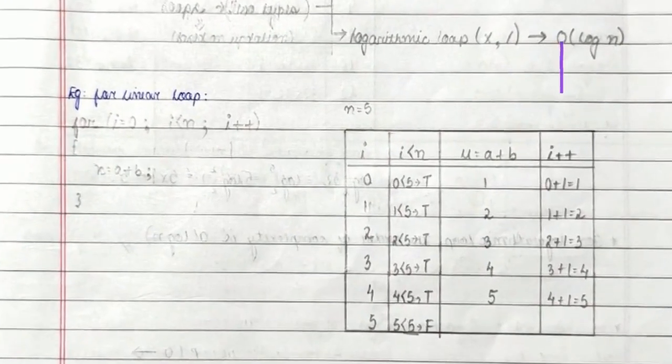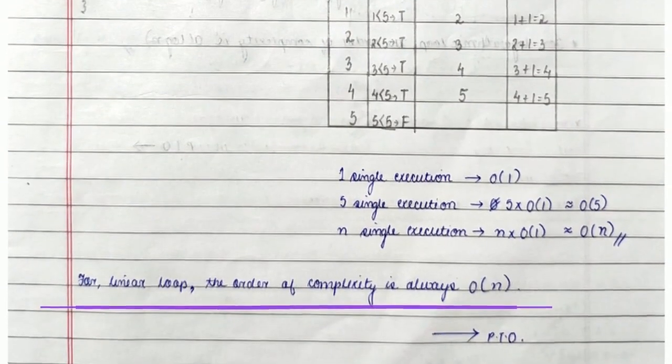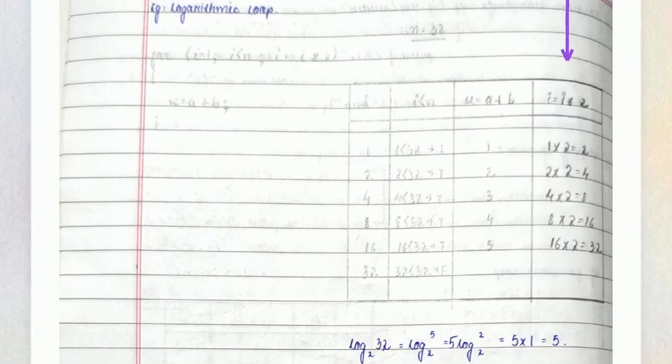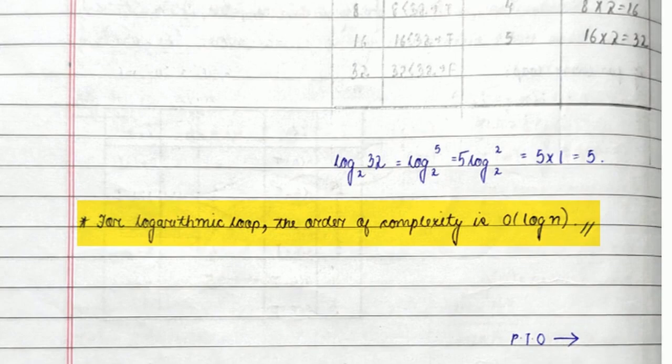On the left, a loop updating its counter by simple addition, like i++, steps through the data one by one. This requires O of n time. On the right, a loop updating by multiplication, like i times equals 2, leaps through the data, reaching n in a fraction of the steps. This costs O of log n time.